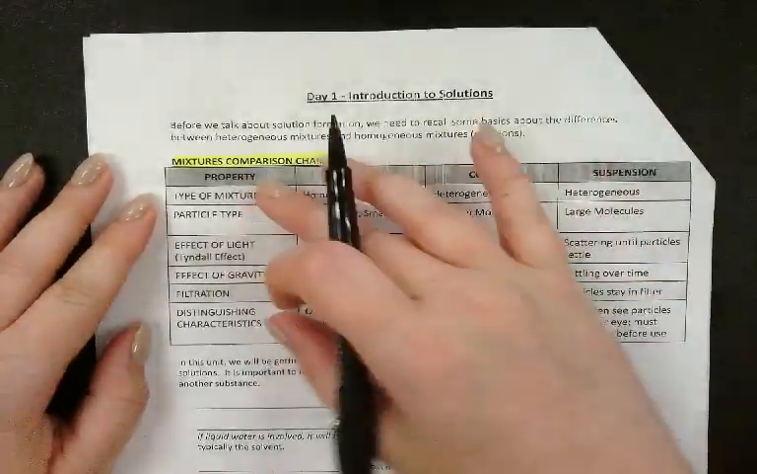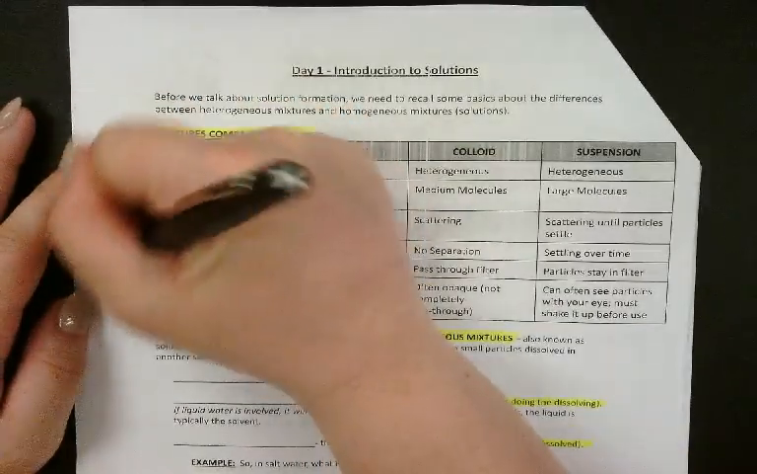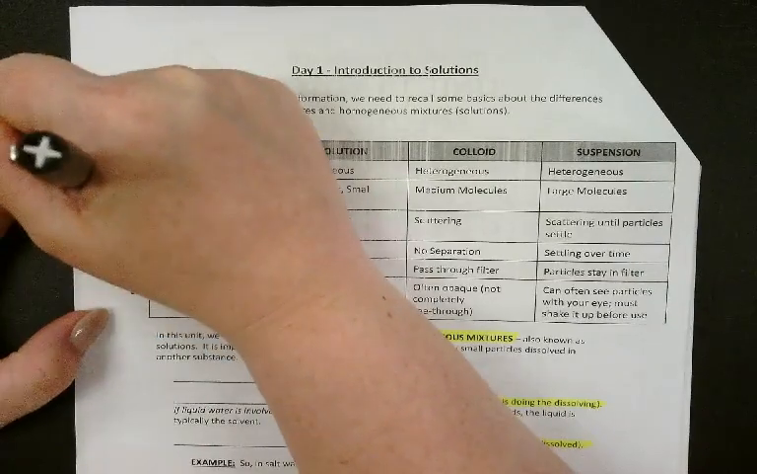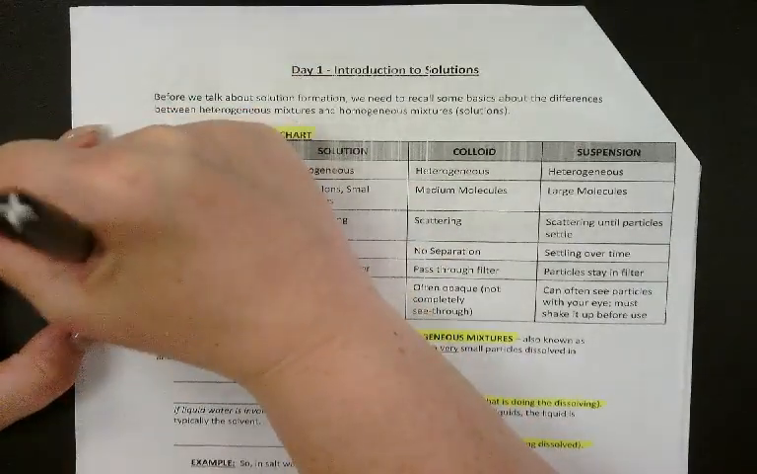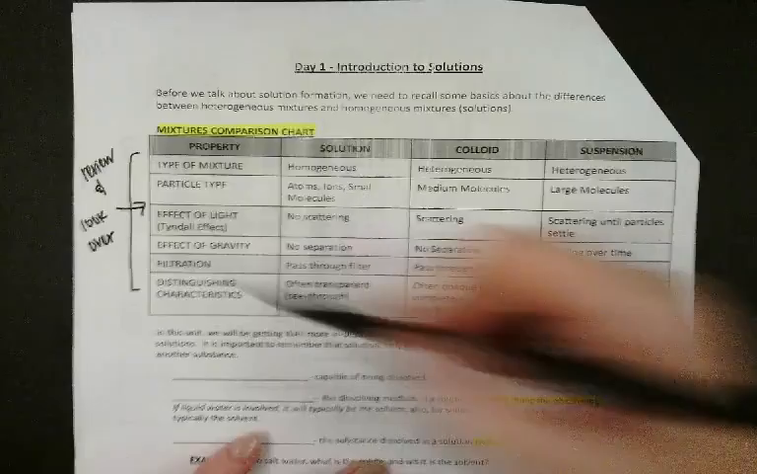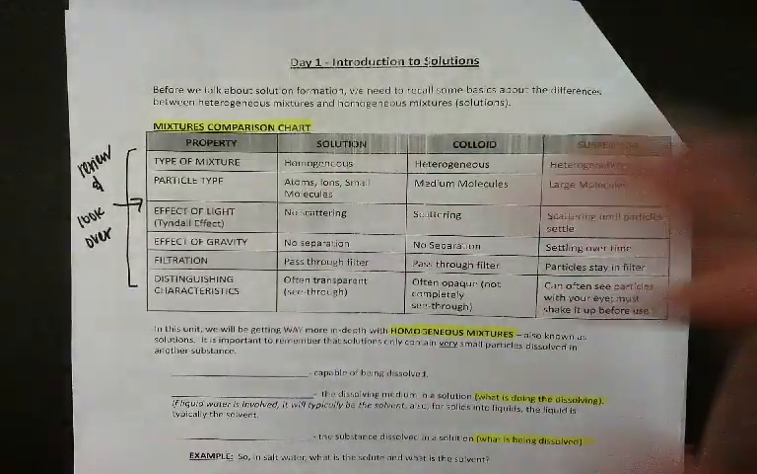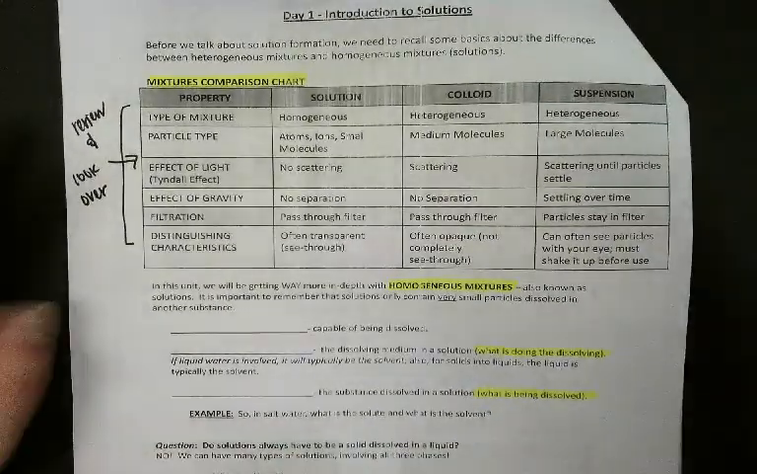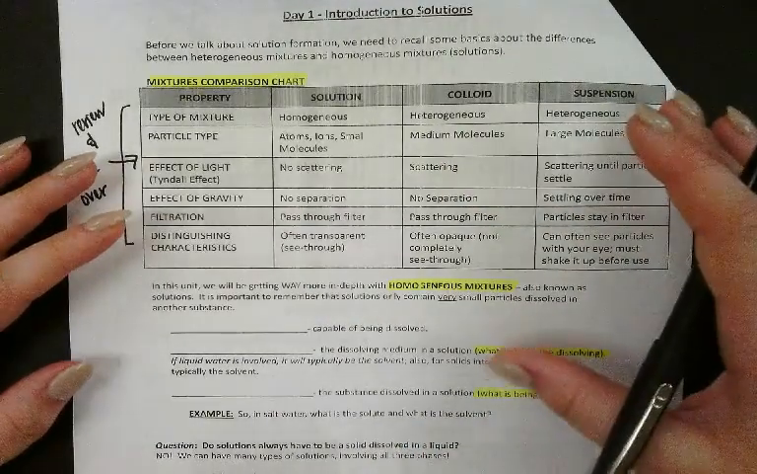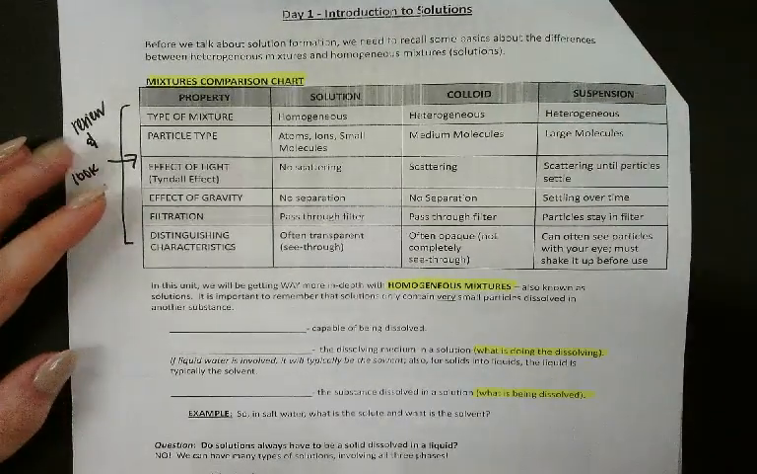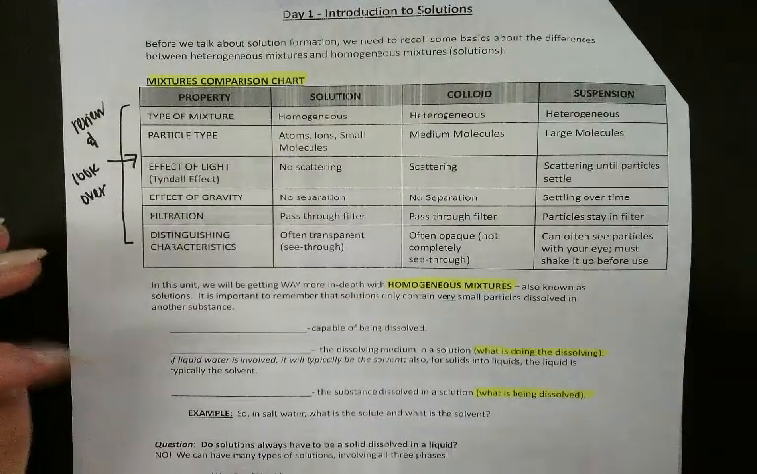So first off, we have this mixture comparison chart. Now, I'm not going to go in depth over all of this, but I would just review and look over this entire chart. This is just talking about the properties, the differences between a solution, colloid, and suspension. Now we're going to get way more in depth on a solution, which is a homogeneous mixture, also known as a solution. Again, homogeneous mixtures are the same throughout, so they have very small particles that are dissolved in another substance.